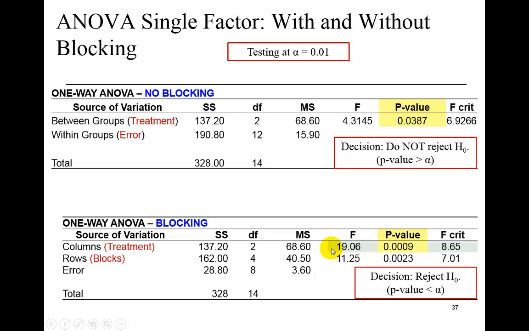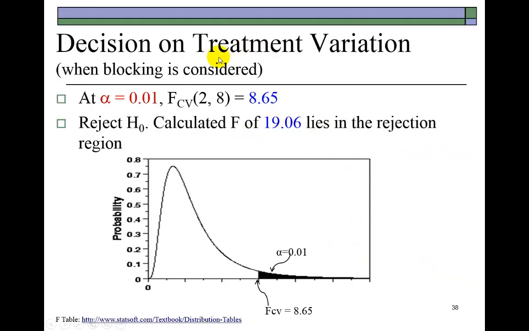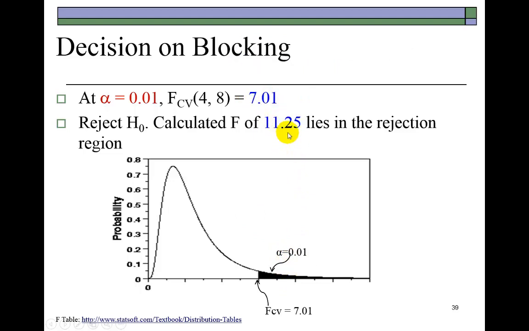So these are quickly summarized right here for the main treatment variation, which is types of fertilizer. As you can see, the calculated F exceeds the critical value, as well as for blocking, where also the calculated F exceeds the critical value. And this wraps up this presentation.